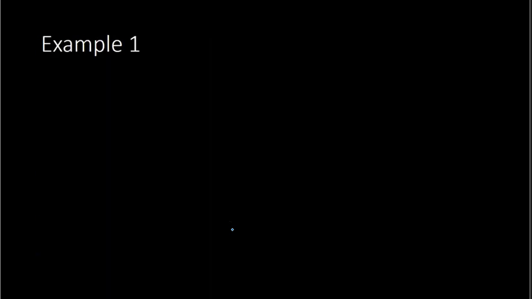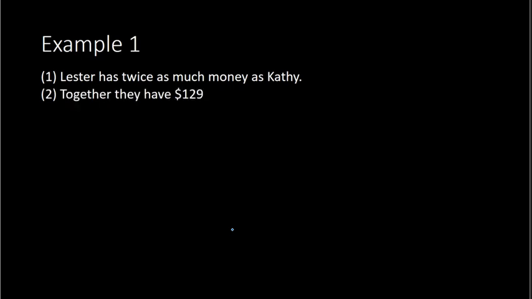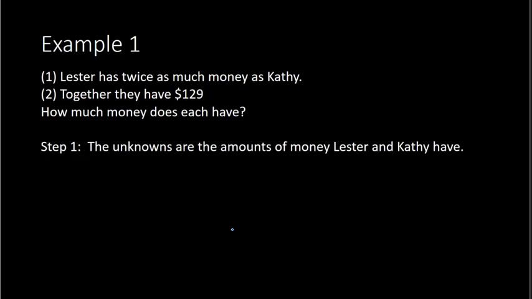So example 1, we are told that Lester has twice as much money as Kathy, and together they have $129. And the question is, how much money does each person have? So as you begin, you want to determine what your unknown values are. So here, our unknown is how much money both Lester and Kathy have.